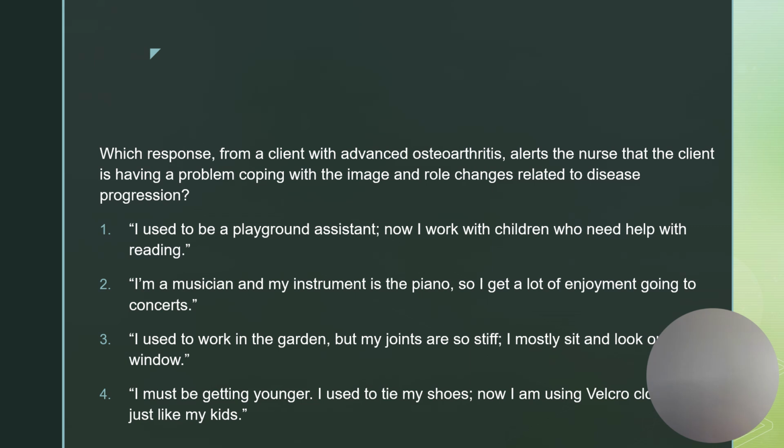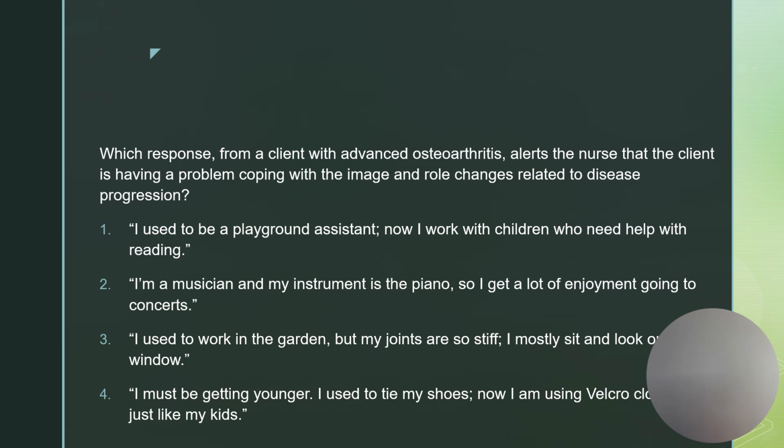I used to be a playground assistant. Now I work with children who need help with reading. I'm a musician and my instrument is the piano, so I get a lot of enjoyment going to concerts. I used to work in the garden, but my joints are so stiff I mostly sit and look out the window. I must be getting younger. I used to tie my shoes. Now I'm using Velcro closures just like my kids.